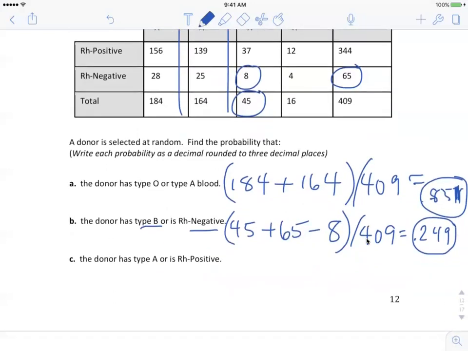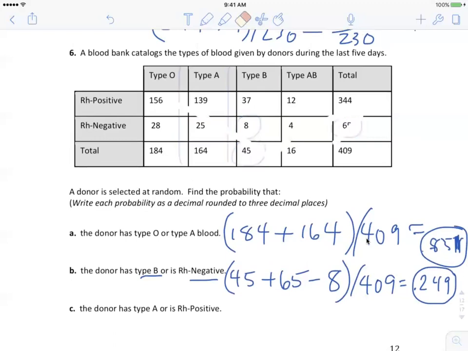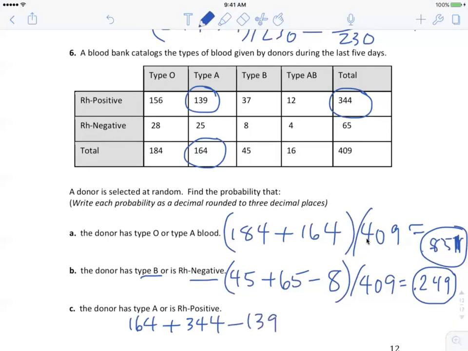A or positive. Okay. A, we've got a total of 164 people. Positive, we've got a total of 344 people. So I'm adding 164 plus 344. But you just double counted some people. You double counted a lot of them. 139 people are both type A and positive. Subtract off that 139, do that math, and then divide by that grand total of 409, and you're good to go.